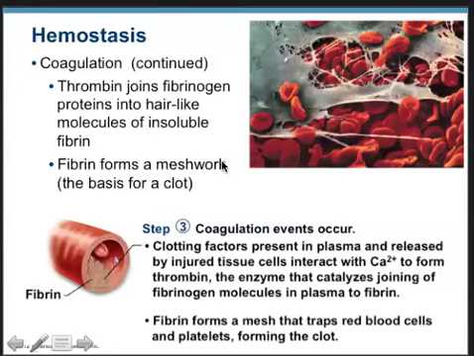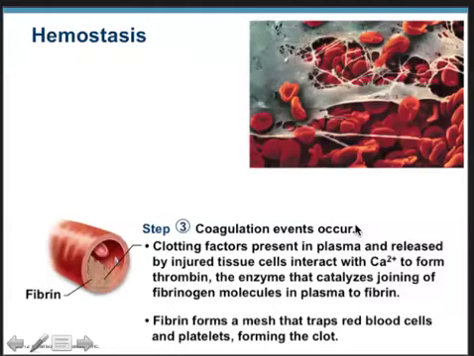Okay, so this keeps the enemy out, and it also is going to begin to form the basis for not only destruction of any pathogens, but also the beginning of what we call tissue repair. Okay, so the fibrin traps these red blood cells, the temporary plug is generated, and then the next step is going to be repair of the tissue underneath it.